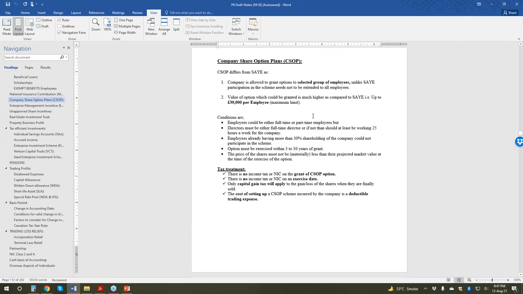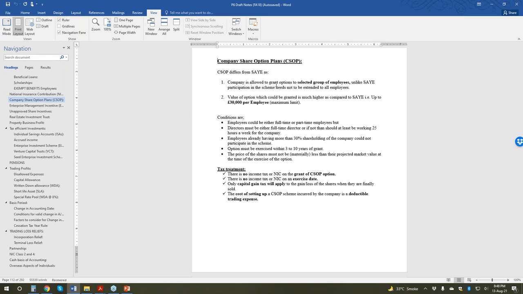So CSOP is an approved HMRC share option scheme. One of the advantages of providing this scheme is that you have the option to select a group of employees. It need not be extended to all employees, which means that if the company has introduced the scheme, the company does not have to request participation of everyone in it. It is the company's discretion to offer the scheme to a selected group of employees. However, there is a maximum limit: the maximum options that can be granted to each employee is 30,000 per employee. This is the maximum limit.